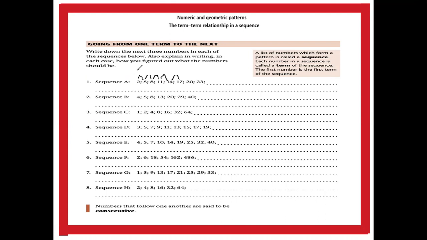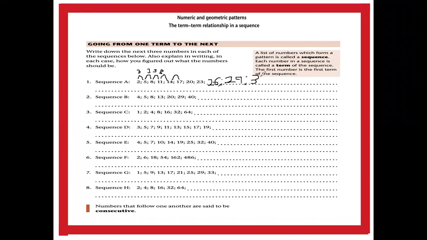So the difference between 2 and 5 is 3. The difference between 5 and 8 is also 3. 8 and 11, also 3. 11 and 14, also 3. So you can see here that we're going up in threes. So the next three numbers after 23, because we know we're going up in threes, is going to be 26. Next number will be 29. And the next number will be 32.